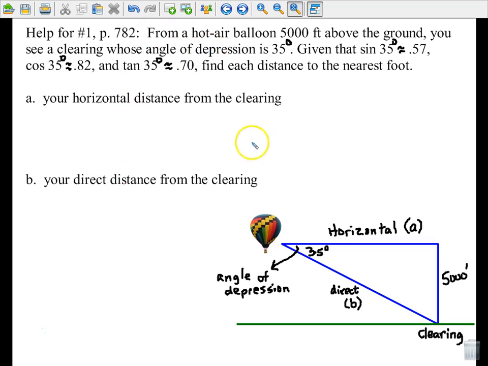So to set this problem up, we've got this hot air balloon. We're told that it's 5,000 feet above the ground. And from this balloon, we see a clearing. All right, so in your book, you'll see trees and all this kind of stuff down here. I didn't bother to put that in. But at this point, you'll see a clearing area, maybe a place for the balloon to land.